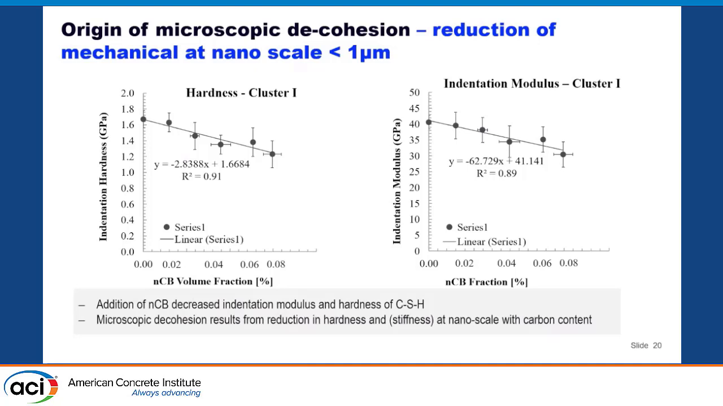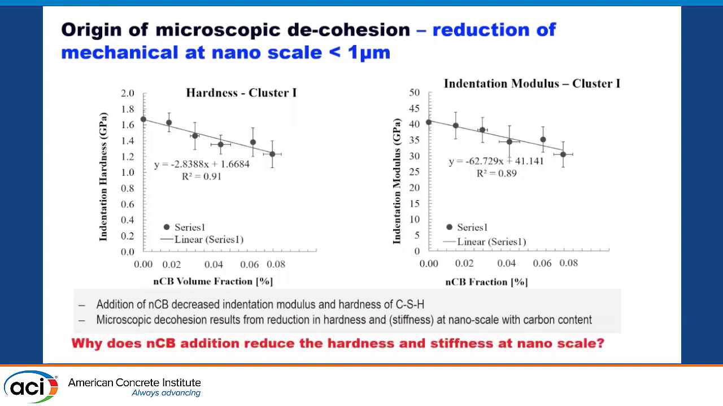To know the reason for the macroscopic decohesion of the material, we measured the indentation modulus and the indentation hardness for the first cluster of ultra-high performance concrete. What we observed here is that the addition of nanocarbon black led to a big reduction of indentation hardness from cluster 1 of ultra-high performance concrete, and also of the indentation modulus of cluster 1. So this reduction in indentation modulus and indentation hardness is the answer to why we have the decohesion and why we have a reduction in the macromechanical strength.